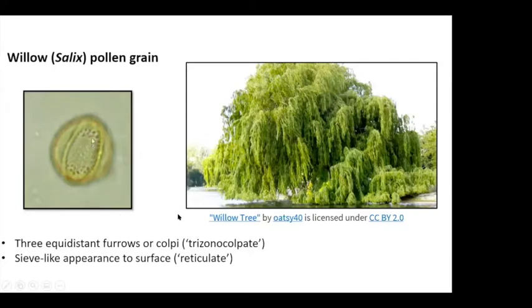So you can see here the surface is very much different. You've got these little pits or holes in the surface, and it takes on a sieve-like appearance, and palynologists call this reticulate. We see our palynologist terminology again here for the 3, tri, the zono for equidistant, and the colpate, this time representing colpi.